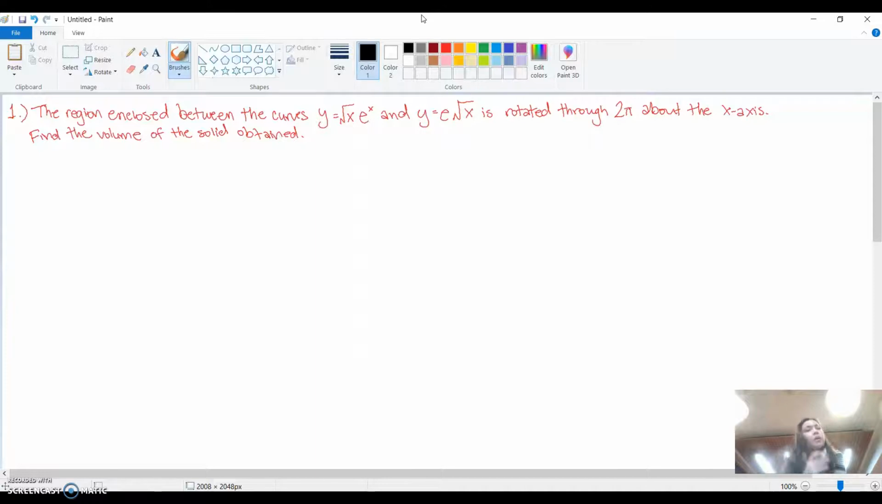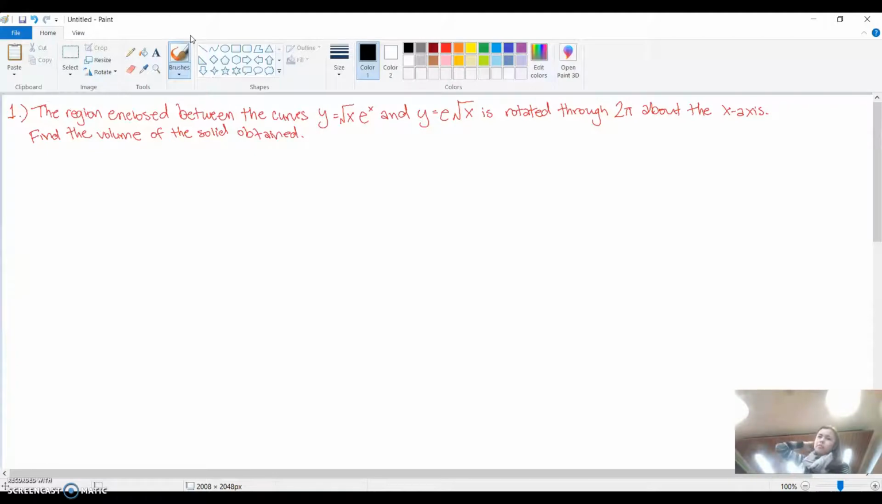This is the first question, and it says that the region enclosed between the curves y equals root x times e to the x power and y equals e times root x is rotated through 2 pi about the x-axis. Find the volume of the solid obtained.